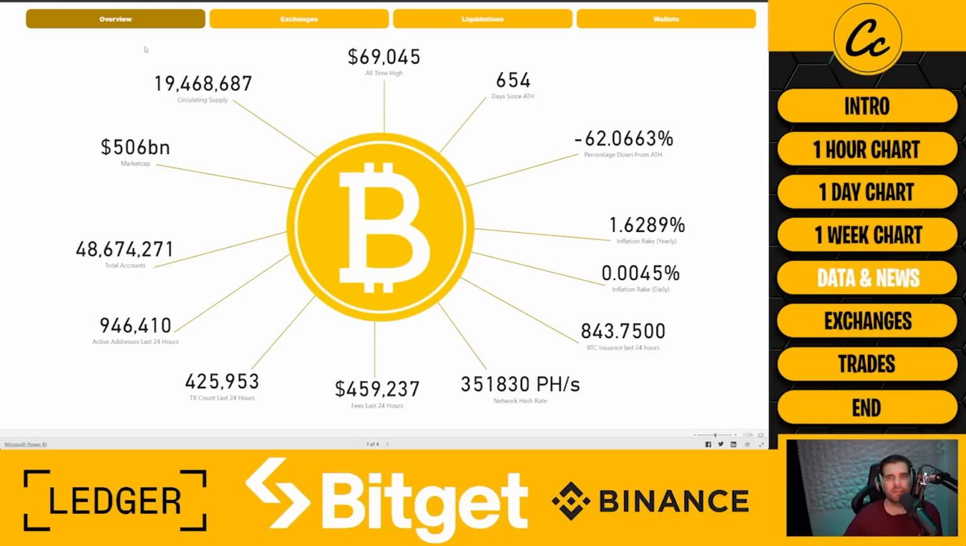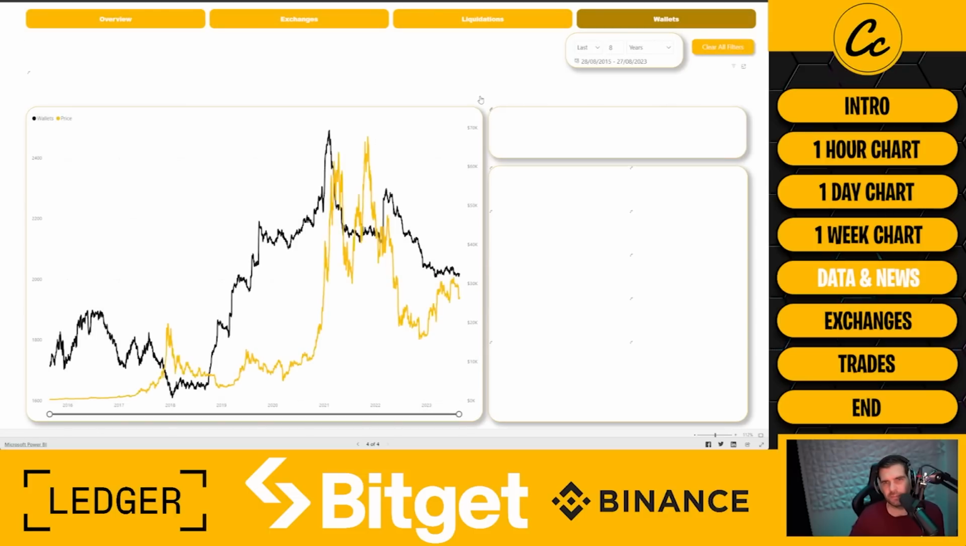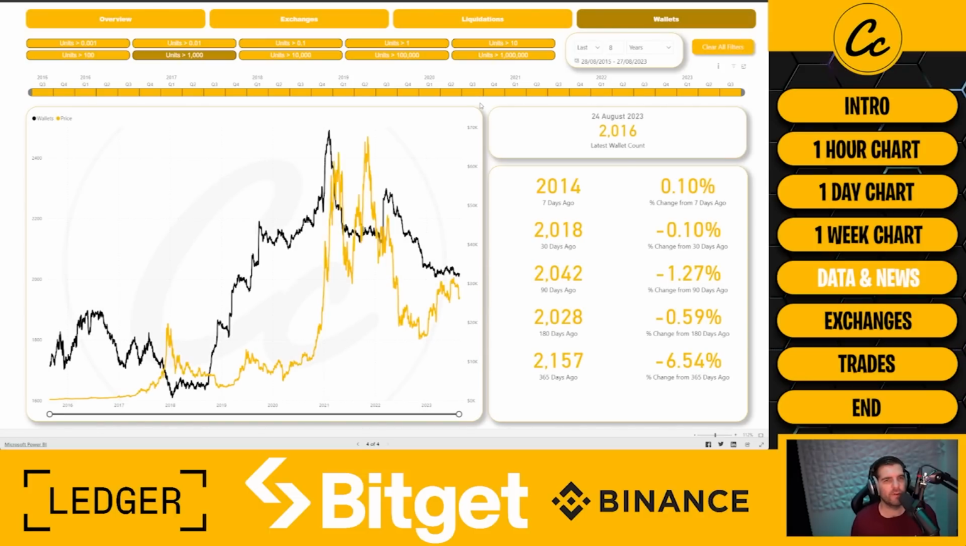Okay, now let's go ahead and take a look at the wallet side of things, because in here we can track the amount of wallets that have specific amounts of Bitcoin. Okay, so we've got the retail side, everything from 0.001 all the way through to 10 units of Bitcoin. And then on the institutional side, 100 Bitcoin all the way up to 1 million Bitcoin. No one has 1 million, but it's there nonetheless.